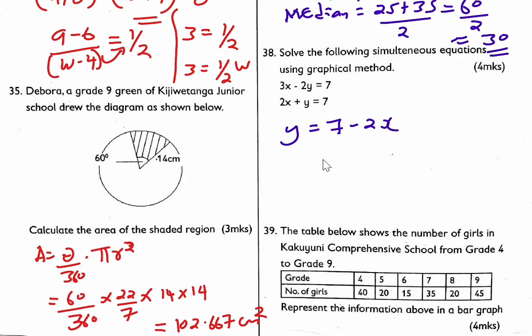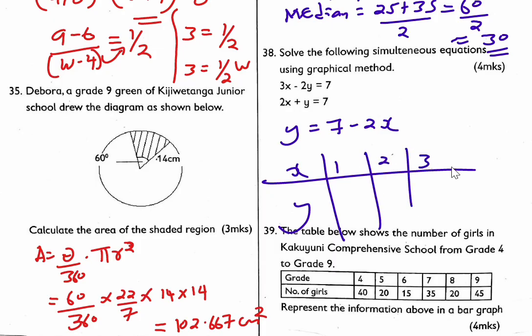So I'm going to make a table for the values. So I put x, here I put y. You can pick any value, for example, 1, 2, 3, and 4. So when x is 1, 2 times 1 is 2, 7 minus 2, we get 5. When x is 2, 2 times 2, 4, 7 minus 4, we get 3. When x is 3, 2 times 3, 6, 7 minus 6, we get 1. When x is 4, 2 times 4, 8, 7 minus 8, we get -1.